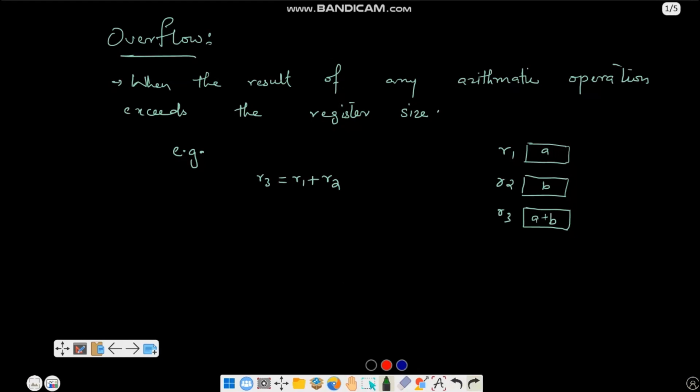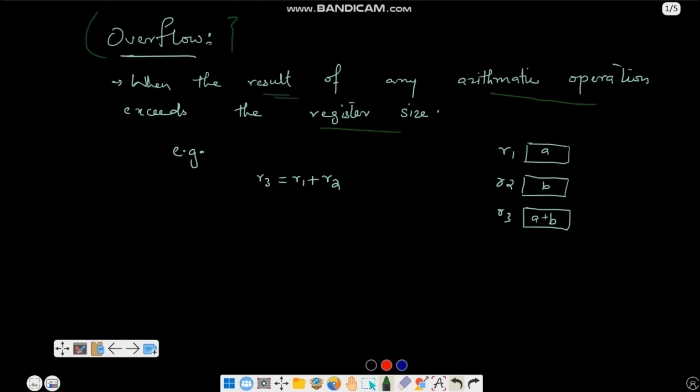Hello there. In this class we are going to be discussing a problem that we call overflow. Overflow is a situation where, whenever a computer is performing an arithmetic operation, the result of that arithmetic operation exceeds the size of the register. We call this situation an overflow.